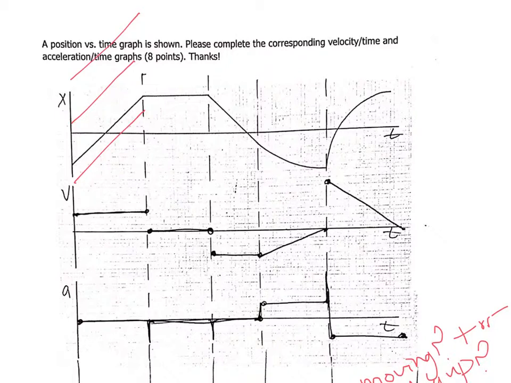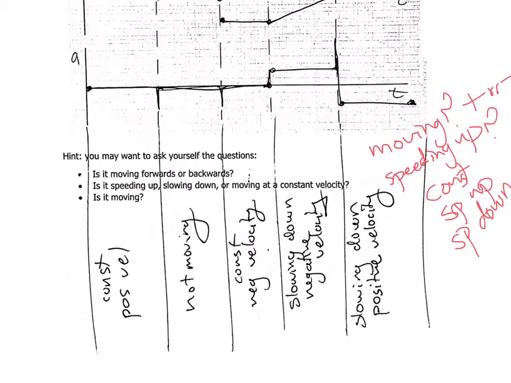All right. Let me go back. Oh, I am not able to erase. Oh well. So we look at this. It's a straight line, meaning it has a constant slope. So the velocity is constant. It has a positive slope, so we know it is a constant positive velocity. So what I wrote is constant positive velocity.